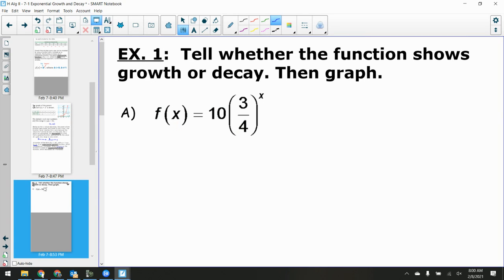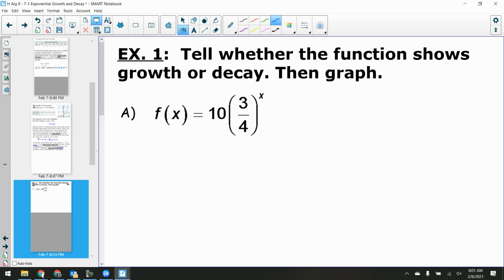So let's take a look, tell whether the functions represent a growth or decay, and then we're going to graph it to kind of verify and see whether it actually represents growth or decay. Now, I'll tell you this right now, the 10 says nothing about whether it's growth or decay. You know what the 10 is actually telling me? That the starting value is 10. Whatever I'm evaluating here, whatever I'm observing here, the starting value is 10. And we're going to see what happens as I take a 3/4 to the x applied to it.